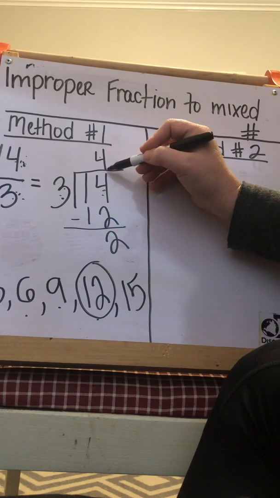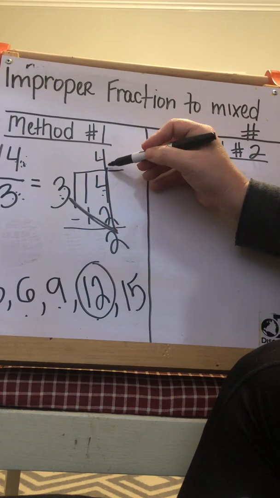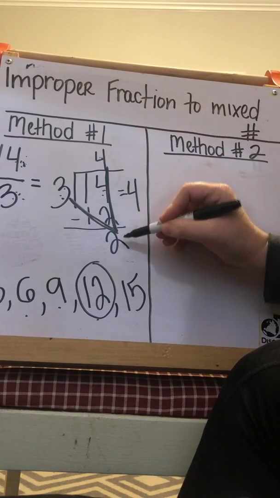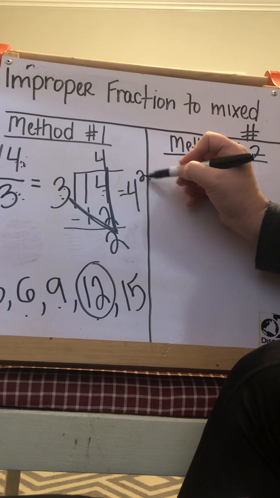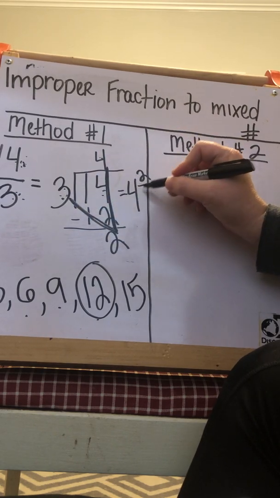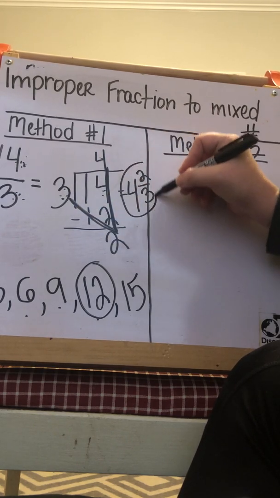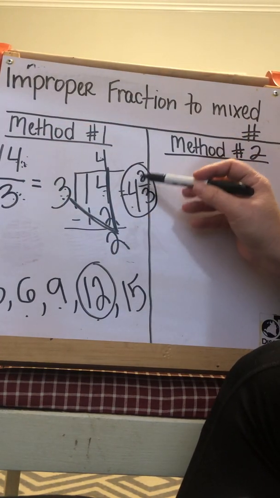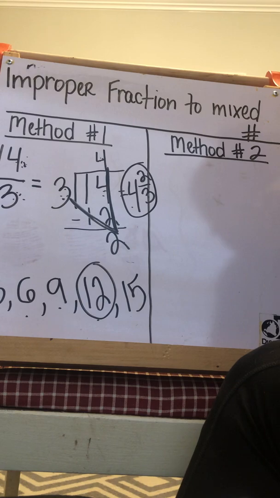So I like to think of this as my backwards check mark. This is my whole number, my top number. Bottom number always stays the same. So we would say that 14 thirds is equivalent to 4 2/3. So you just changed it to a mixed number.